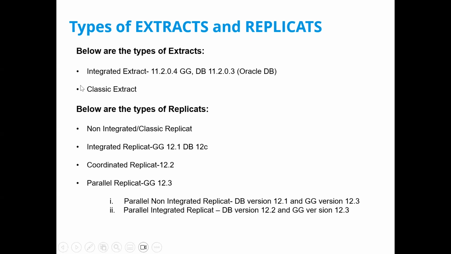So there are two types of extracts: integrated and classic. Classic extract is available since the beginning, and it is also available for non-Oracle databases. Integrated extract was launched in Golden Gate 11.2.0.4 and database version 11.2.0.3. Integrated extract is the latest type of extract, and performance-wise it is the best. People ask me what type of extract or replicat you should be using. The answer is: use the latest supported one. If integrated is the latest and it is supported, use integrated.